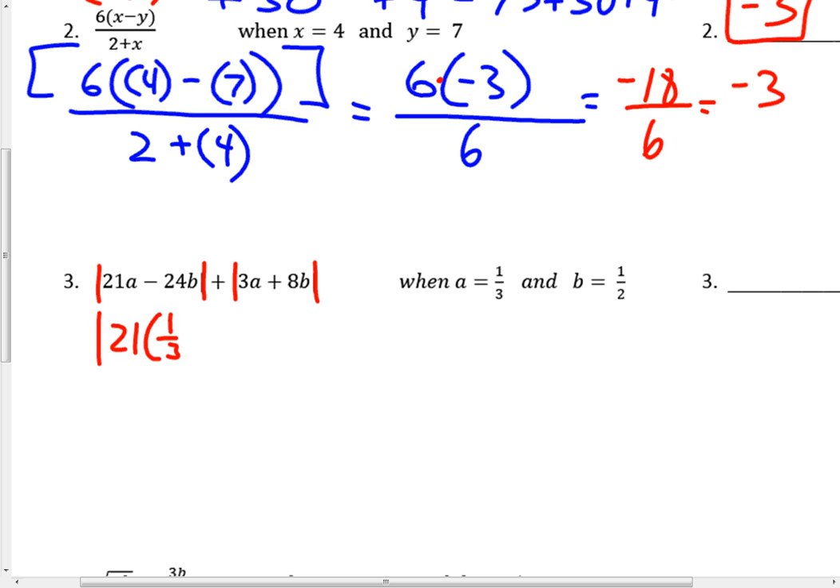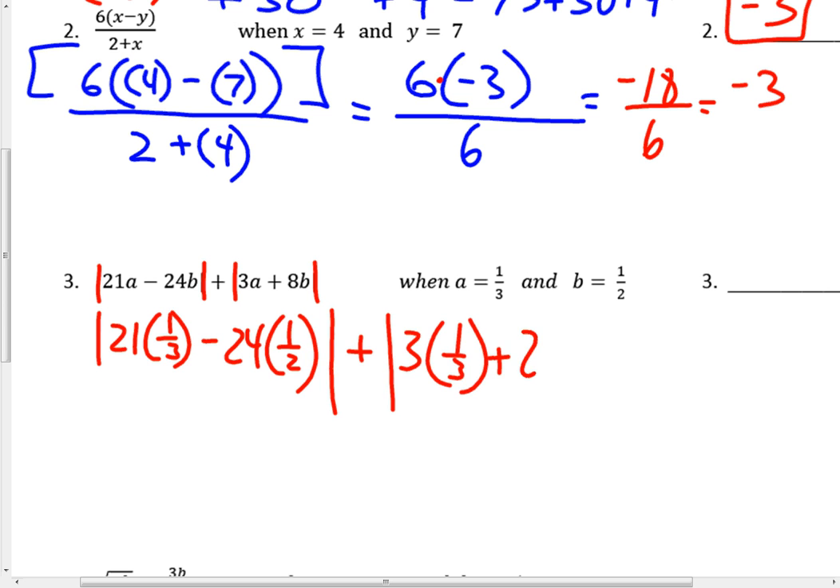21 times 1/3 minus 24 times 1/2. 3 times 1/3, 8 times 1/2. Do not change these into decimals. You are going to run into trouble. 1/3 does not work out nice and easily into a decimal. Keep it as a fraction.